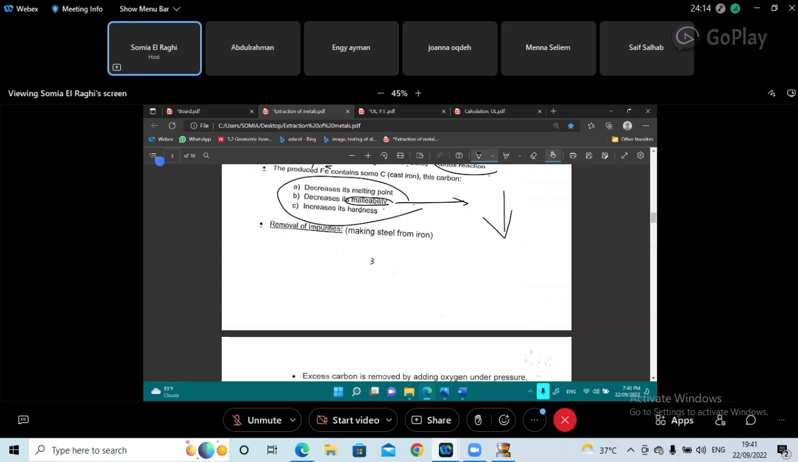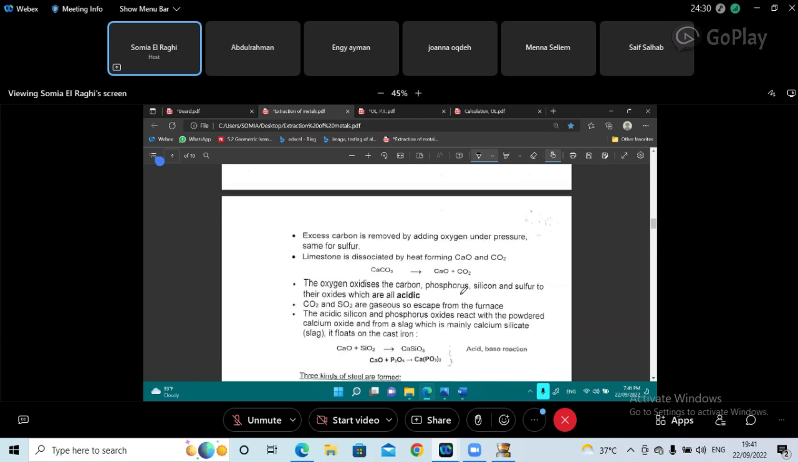So the minimum amount is 1% only, okay? If you leave a higher amount of carbon, it will be brittle or hard. Hard means you can't shape it. If you try to shape it, it will break. So we don't need this property. How to do that? So simple.